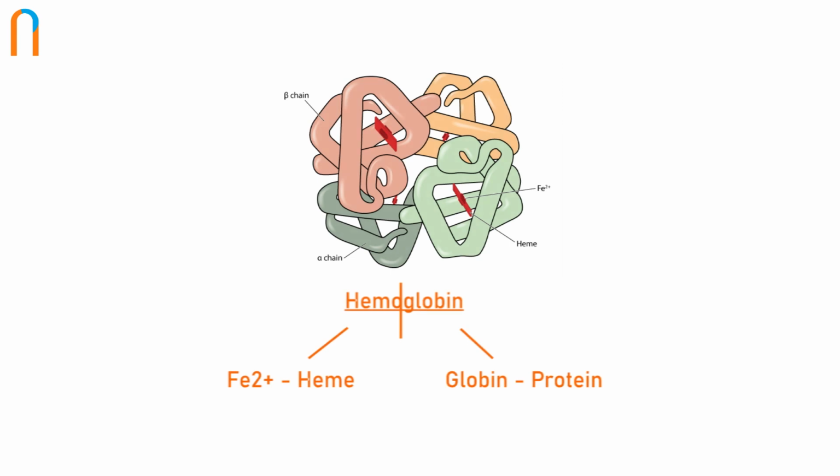Hemoglobin is found only in red blood cells. A hemoglobin molecule has two parts. First, the globin portion, a protein made up of four highly folded polypeptide chains, two alpha subunits and two beta subunits, and four iron-containing non-protein groups known as heme groups, each of which is bound to one of the polypeptides.